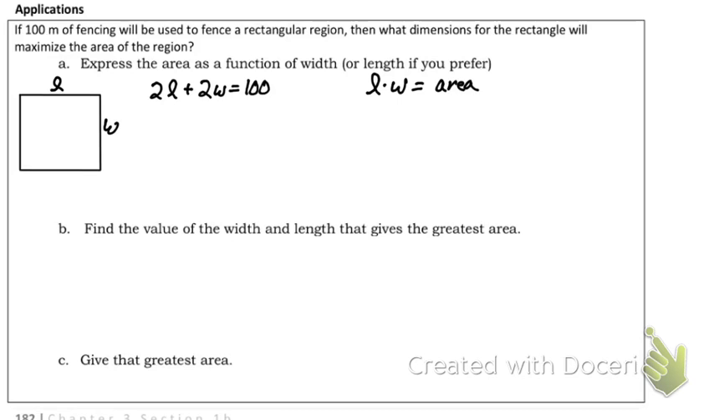So I'm just going to solve everything for length. That means I'm going to get everything on one side and just an L on the left-hand side. So we're going to start by subtracting 2W from both sides. So we'll have 2L equals 100 minus 2W. Don't want the 2 in front.